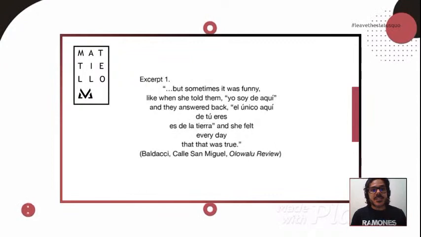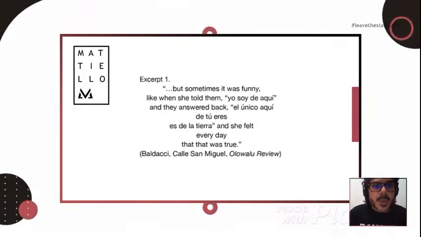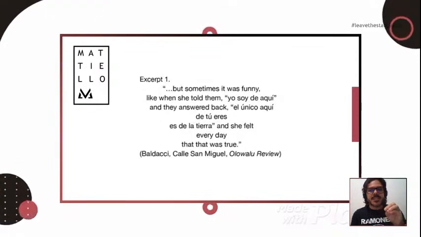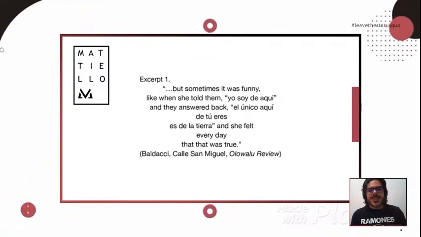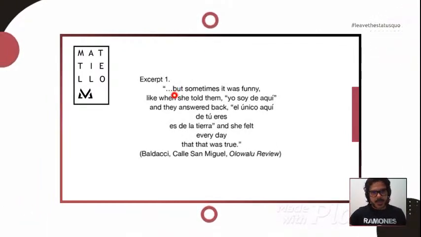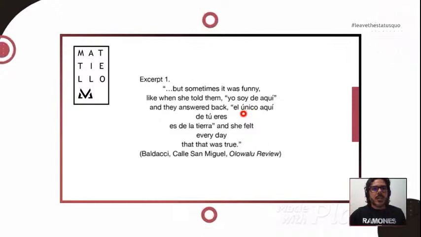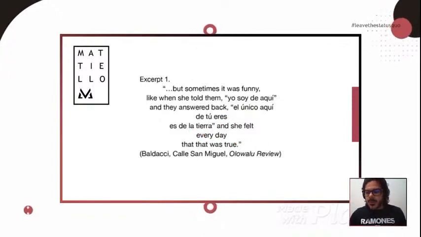I separated this poem by Baldacci, and I think this symbolizes translanguaging so well because it's a poem, and in the middle of it we have some instances. This poem is in English, and we have some instances of Spanish. Yo soy de aquí, el único aquí de tú eres, es de la tierra. So why?